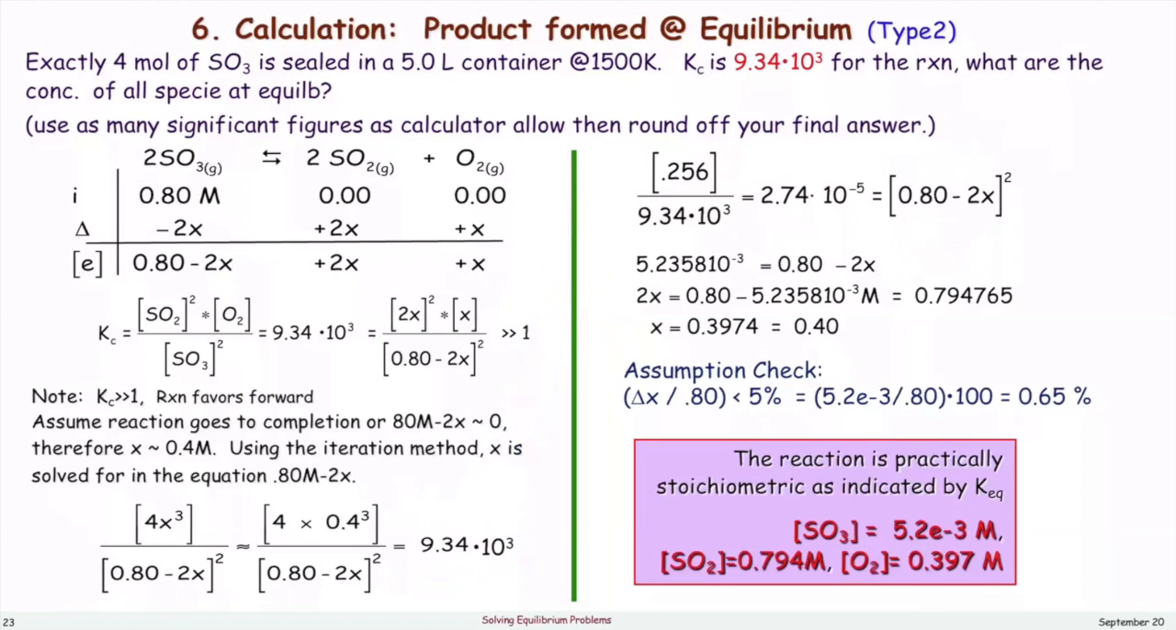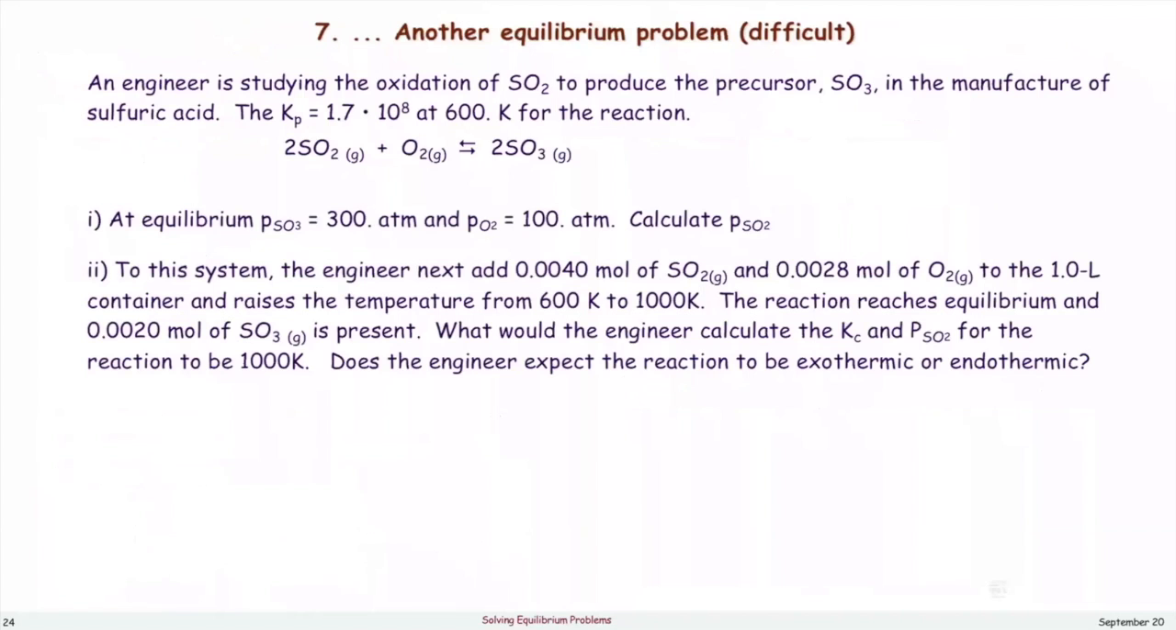Again, I'm sorry about all this math, but I told you, there's a lot of math in this problem. This is the problem that I would like you guys to solve, okay? I'll read it. For those of you who are engineers in this class, especially if you're a chemical engineer, this is a typical problem. An engineer is studying the oxidation of sulfur dioxide to produce sulfur trioxide. So in this particular case, we're running that previous problem in the reverse order, okay? The Kp, notice this is Kp, is 1.7 times 10 to the 8th at 600 Kelvin.